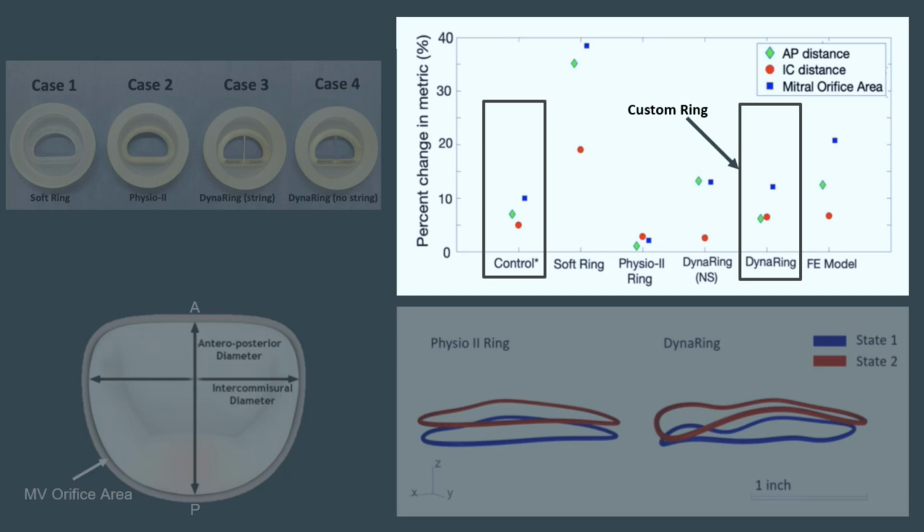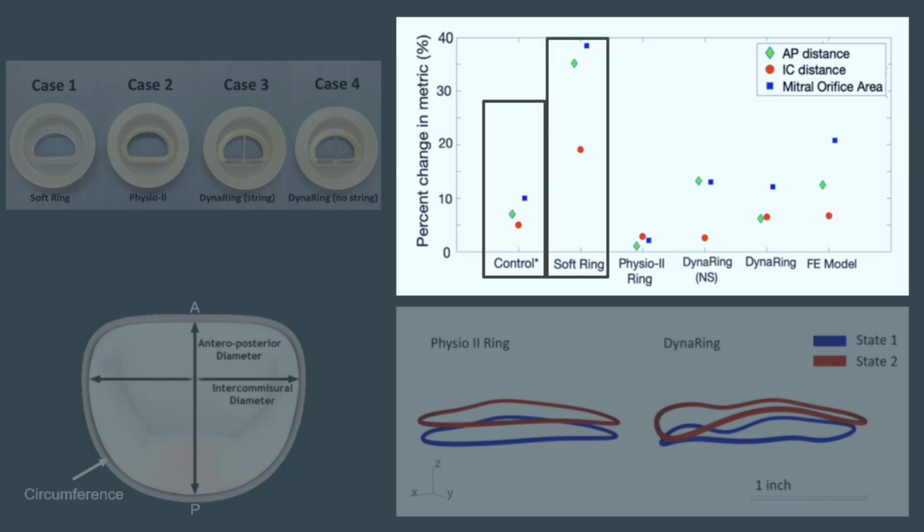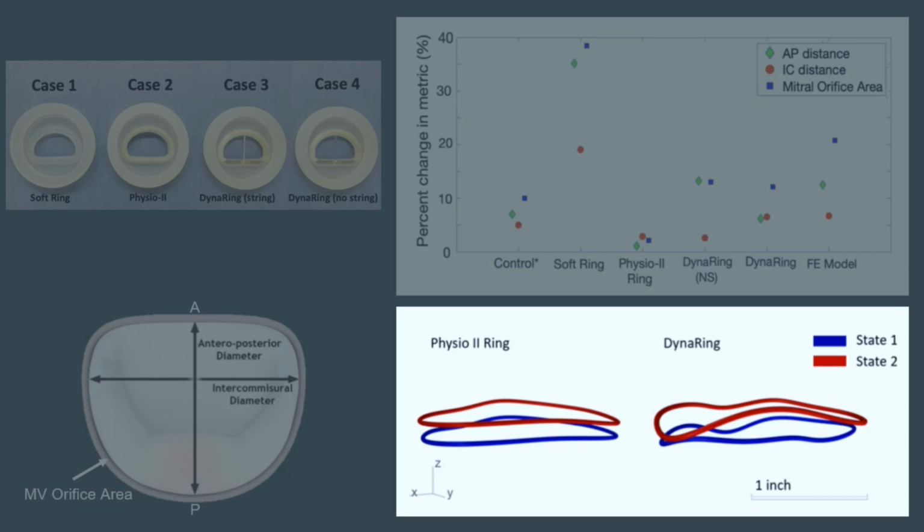The data shows that all 3 metrics for the control case were best matched by DynaRing with the PTFE filament. The poor performance of soft ring confirms the need for sufficient rigidity to stabilize the mitral valve annulus. On the other hand, the commercial semi-rigid ring prohibits natural annular compliance and results in rigid translation of the annulus. In contrast, DynaRing allows for in-plane variations and enables the formation of the characteristic dynamic saddle shape.